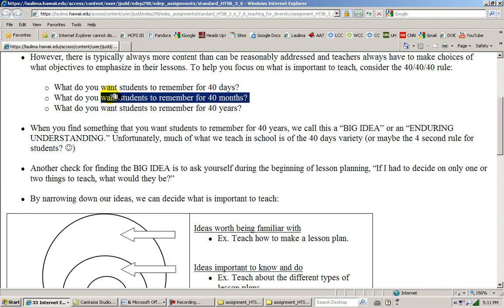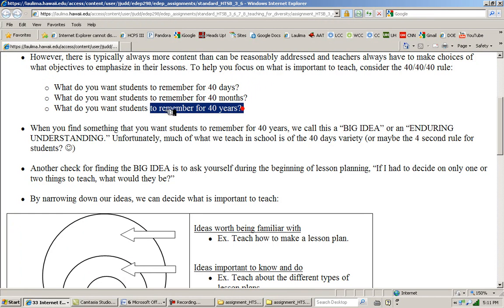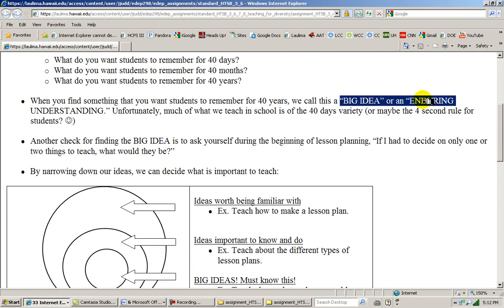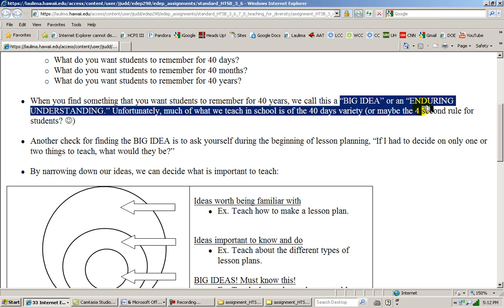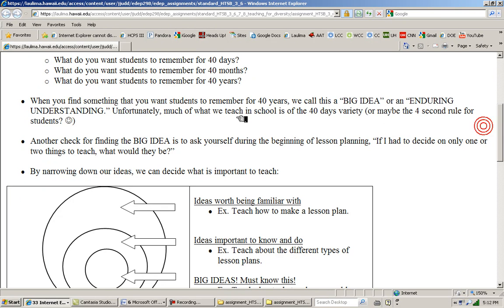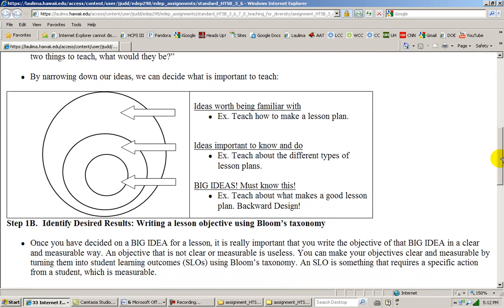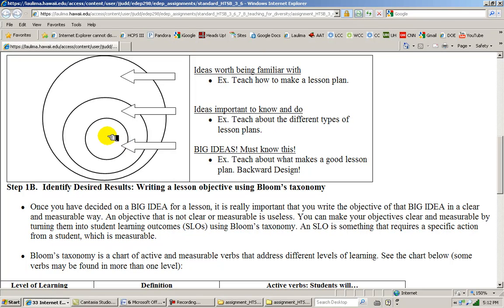Then when we cut that list in half, we're really asking, what is important to know for about the length of their schooling, and then after that they forget it. Or we want students to know something for 40 years, and that you would be teaching it for 40 years because it's such a big idea and has enduring understanding. Most of the stuff that we teach is usually in the 40-day variety, where they learn it and forget about it. So we want to narrow down what you want to teach to this center called a big idea.